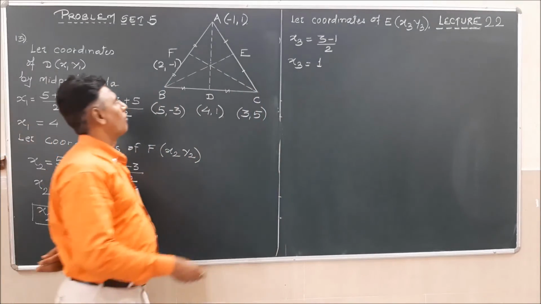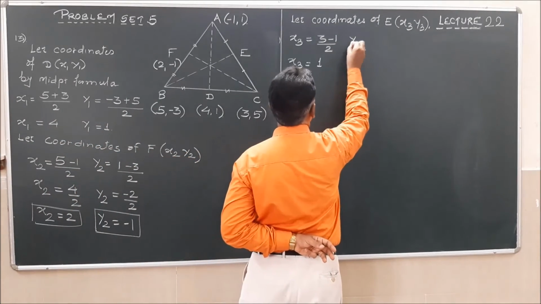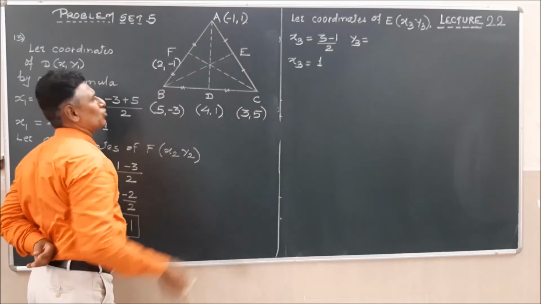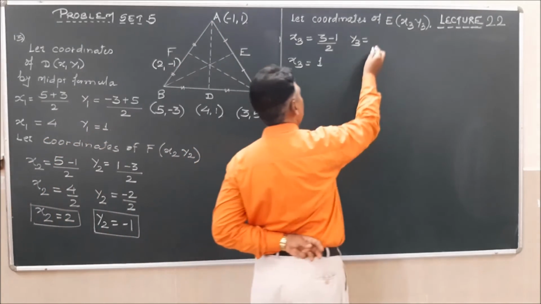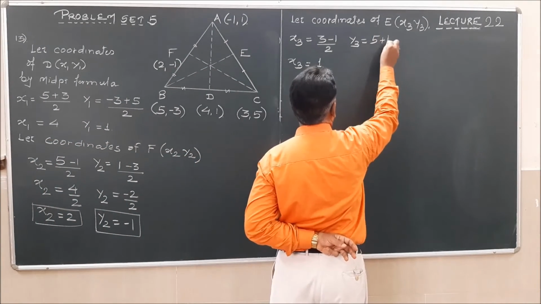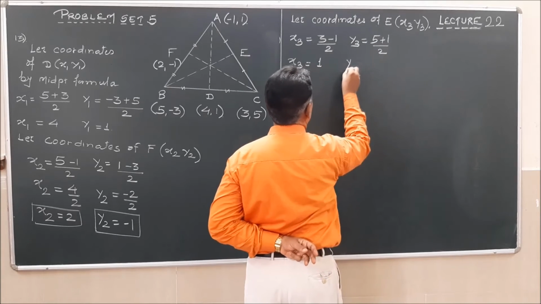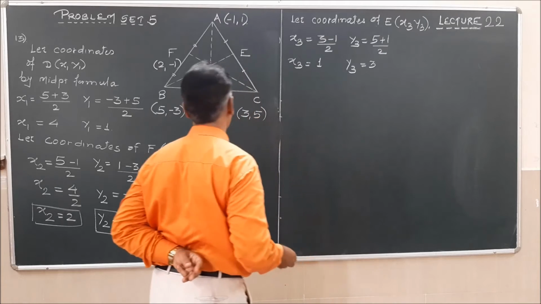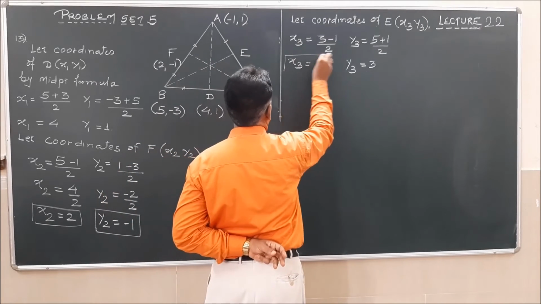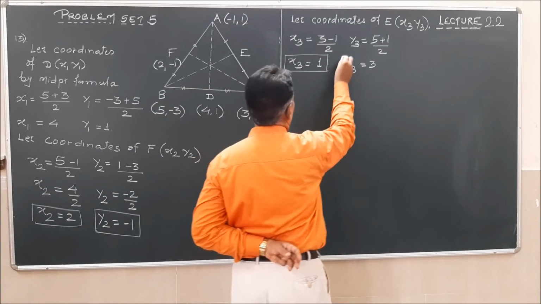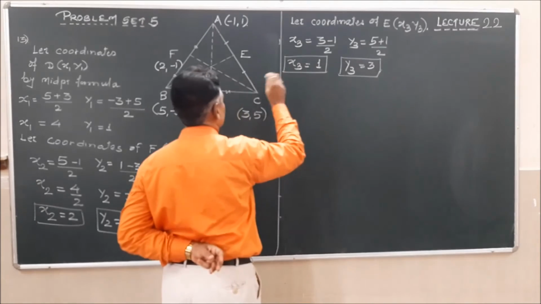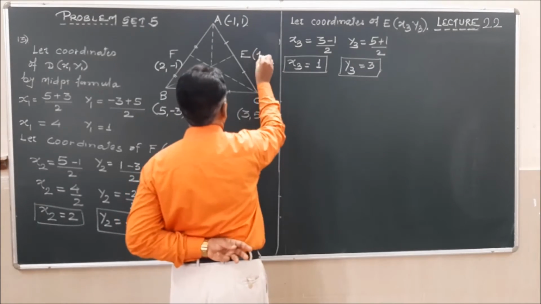y3 is equal to 5 plus 1 upon 2. So y3 is equal to 6 upon 2. So that will give you the value of x3 as 1, while that of y3 as 3. 6 upon 2 is 3. So 1 comma 3.